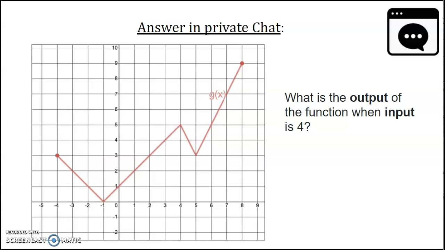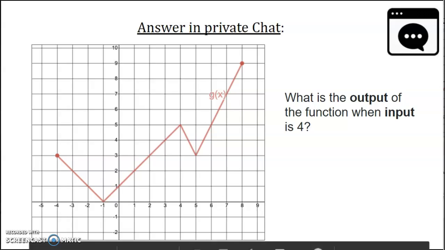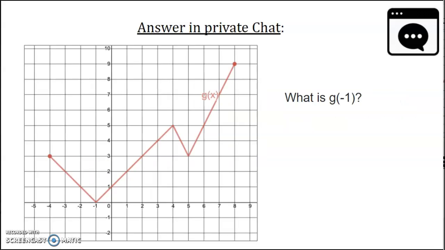What is this asking? The input is 4. Input is 4 means the x value is 4. What is the output? What is the y value when x is 4? That's what it's asking. So please tell me what you think it is. Okay, pause the video and think about that. And the answer is when the input was 4, that means the x is equal to 4.